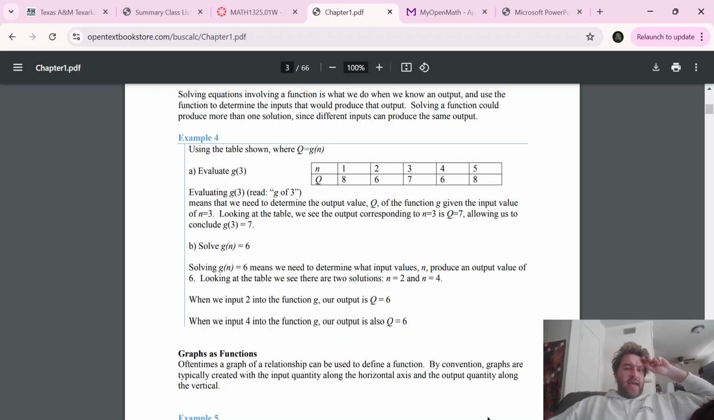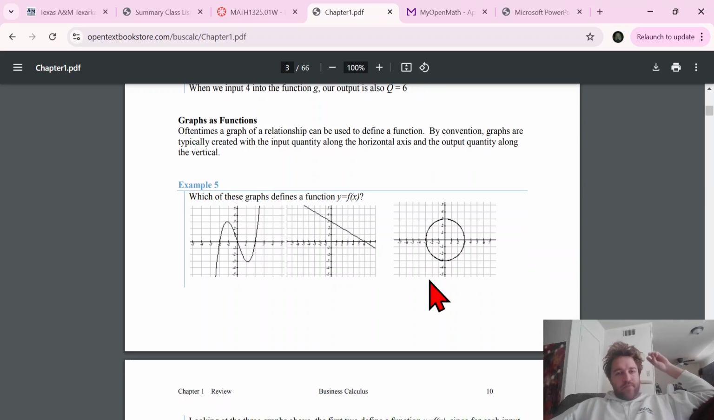Next, it says solve where g of n is equal to 6. Okay, so that means that the output is equal to 6, and they are asking you what the n, the input, is, where the output was equal to 6. And you notice there's actually two places where this happens. We have the function, which is q, is equal to 6 at n equal to 2. And we have the function is equal to 6 at n equal to 4. So we need to list both of those n values as our solution to this particular problem. You notice they've given us an answer here, and so on.